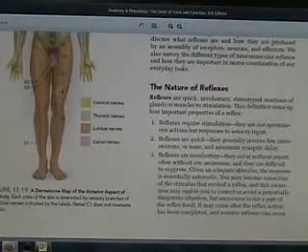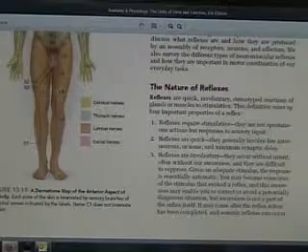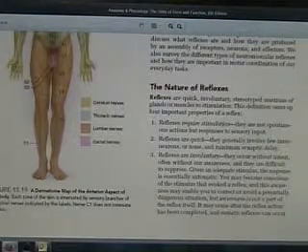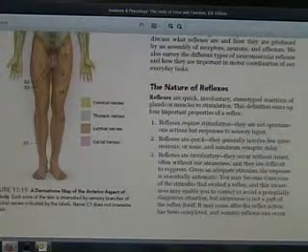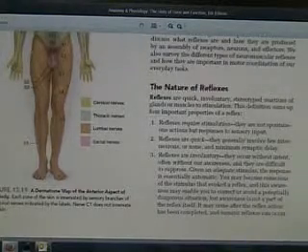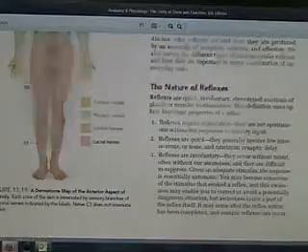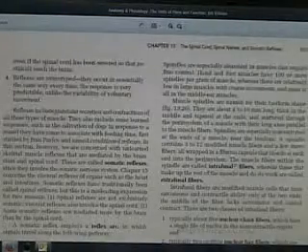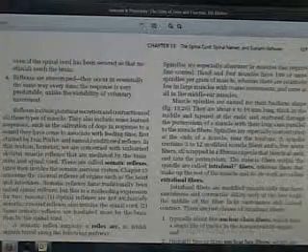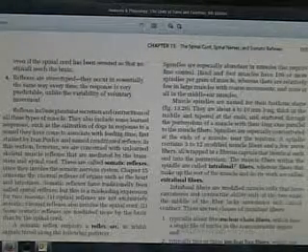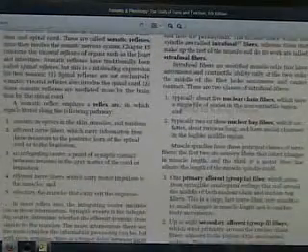Reflexes are also involuntary. You cannot control them. They'll happen once the stimulus is there. For example, you get scared or you burn your hand, you will move away from the danger. And lastly, reflexes are stereotyped. They move the same exact way every time. So let's look at the reflex arc.